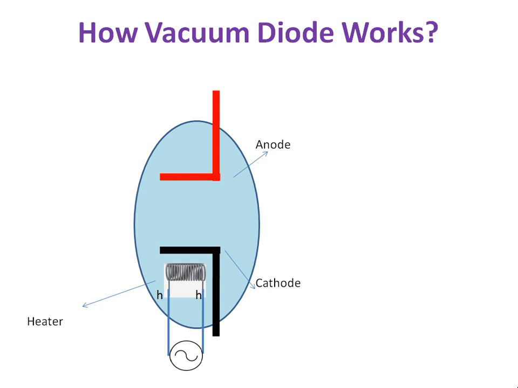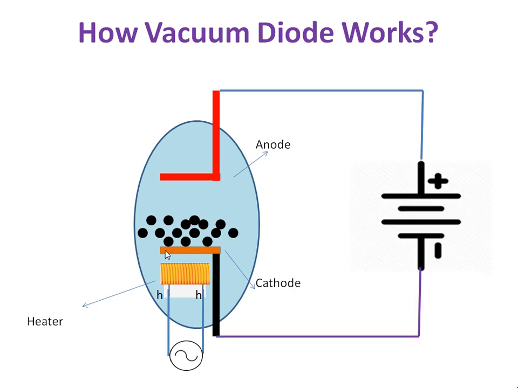How does the vacuum diode work? You know very well, the diode has two plates, one is the anode plate and the other is the cathode plate. When you heat the cathode plate, what will happen? If I give a supply, the heater will be turned on. Because of that, the cathode is indirectly heated. Due to thermionic emission, the cathode is ready to emit electrons.